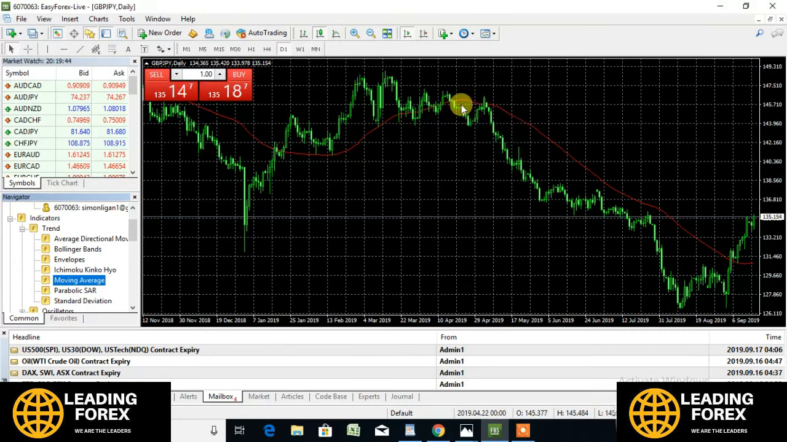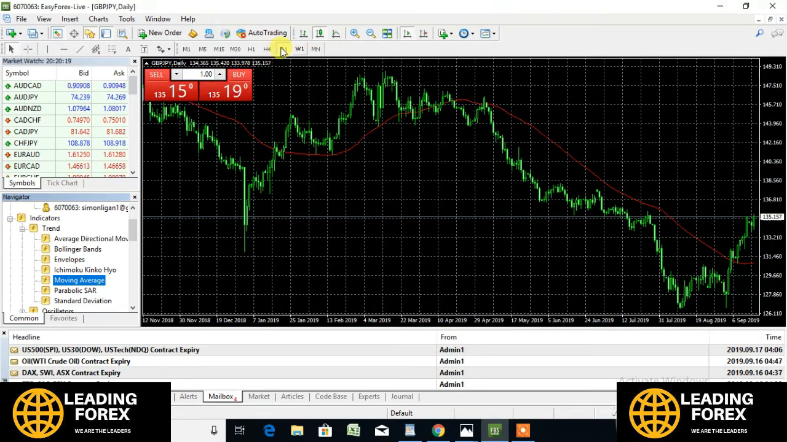Whenever the trade is below the 50 moving average, that should tell you it is a downtrend. I repeat, whenever the trade is below the 50 moving average, that should tell you that the trend of the market is a downtrend.